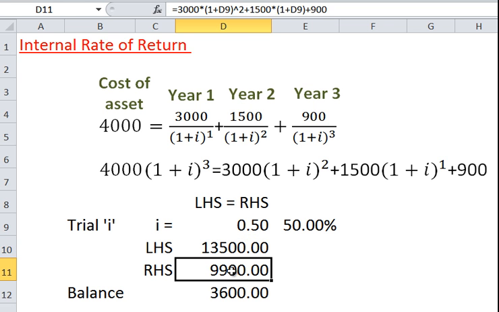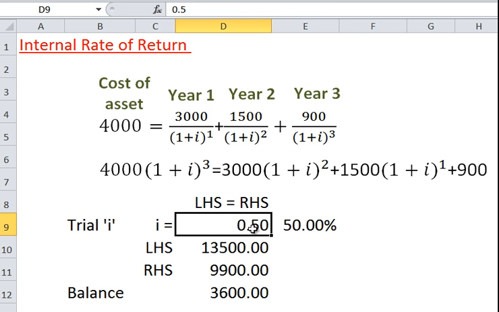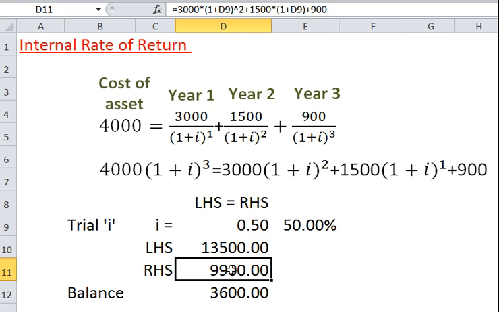Now on the right-hand side, you can see here it's 3,000 multiplied by 1 plus D9. Remember, D9 is here. So 1 plus D9 raised to the power of 2, squared. And there's the formula there. So it's 3,000 times 1 plus D9. D9 is I. That's the value we're giving it. Squared.